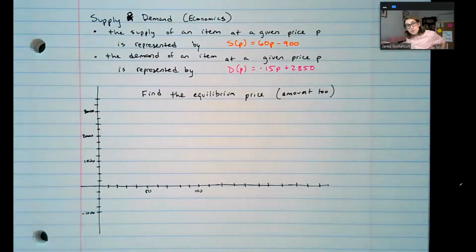What is the equilibrium price? That is the price where the supply and the demand are the same. So in a real world context, that is the price you'd want to sell at because you're making just the right amount and you're selling all of it. You don't have any extras, so you're not using extra money to produce more, or you're not running out of stock and people are getting mad at you if the demand is too high.